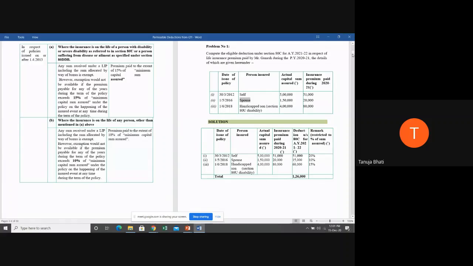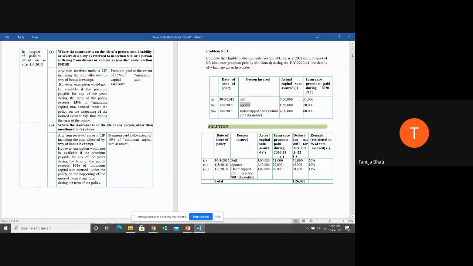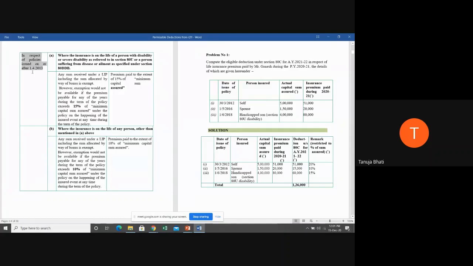Now, under which category will it fall? It will fall in respect of policies issued on or after 1/4/2013, because 2016 comes after 2013. Now, will he fall in the first category? No, because the spouse is not handicapped or disabled or severely disabled. So in any other case, that is part B, the premium paid should be to the extent of only 10% of capital sum assured. So only restricted to 10%.